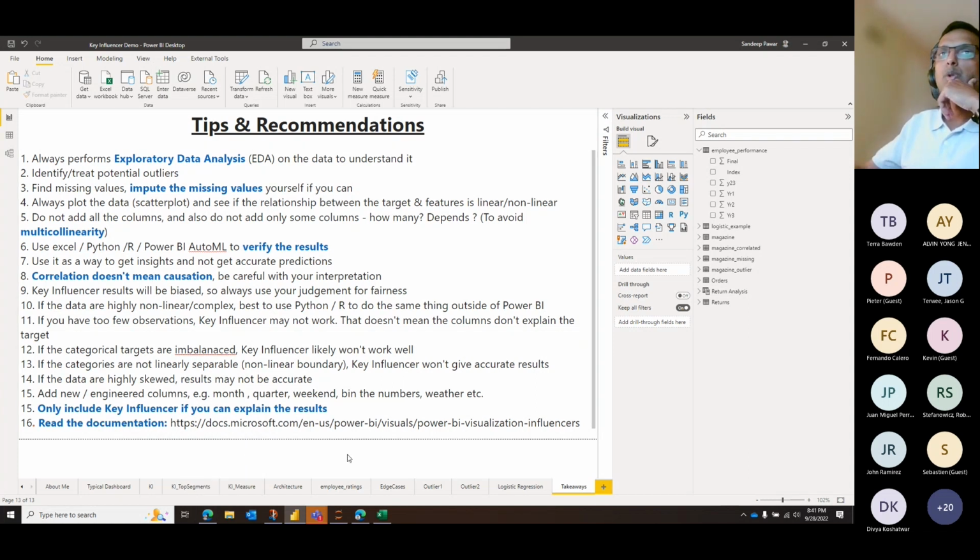Only include the key influencer visual if you can explain the results very well. And hopefully by the end of this presentation, you will be able to explain that, or at least you will know what the limitations are so that you can spend more time to understand your results and understand your data and then use it accordingly. And then read the documentation. I don't think they have made any updates to the key influencer visual, not that I know of, at least. But yeah, read the documentation carefully, understand the limitations and where exactly you should be using it, and then make the best use of it.